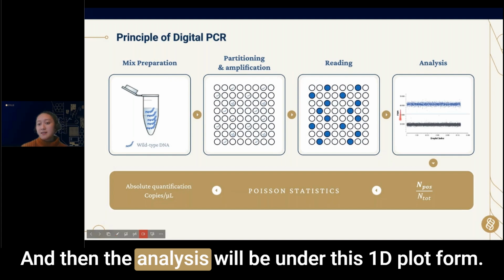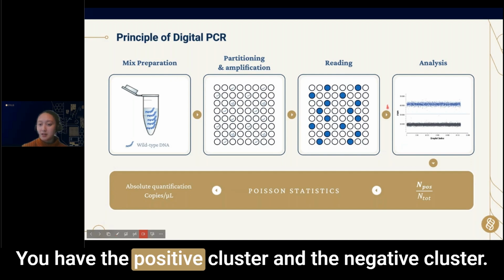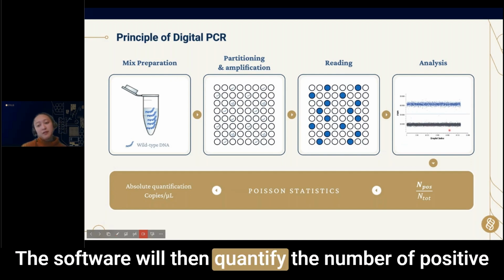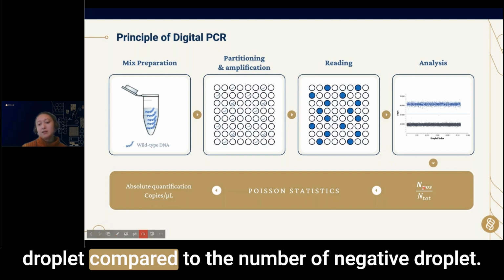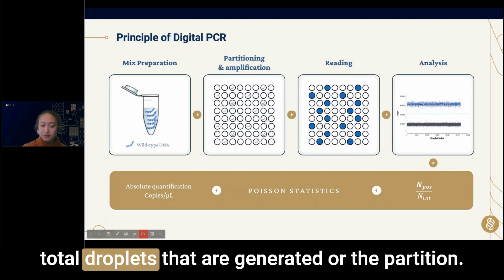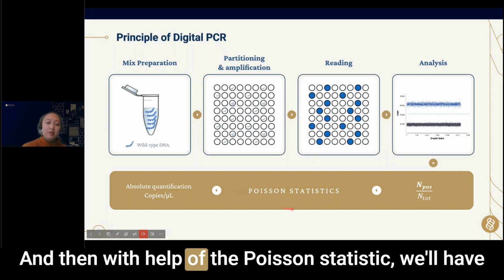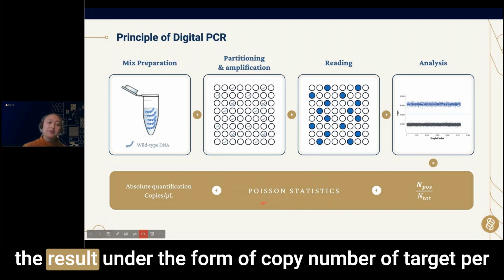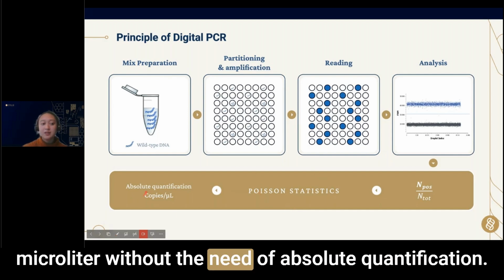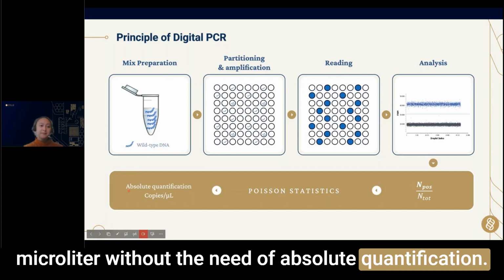And then the analysis will be in this 1D plot form. You have the positive cluster and the negative cluster. The software will then quantify the number of positive droplets compared to the number of total droplets that are generated, or the partitions. And then with the help of Poisson statistics, we'll have the result in the form of copy number of target per microliter without the need of absolute quantification.